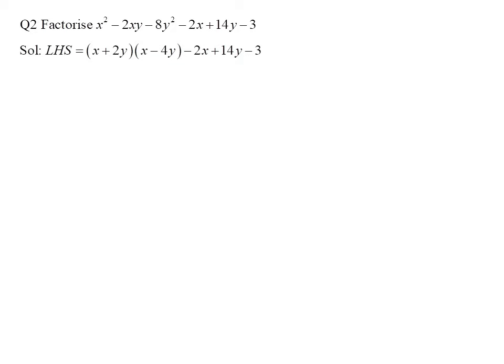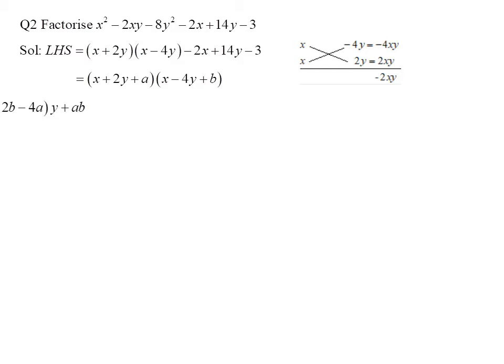The first step is to factorize the terms of x squared minus 2xy minus 8y squared by using the cross product method. The second step is to add two undetermined coefficients a and b to the factors of x plus 2y and x minus 4y respectively. The third step is to expand the two factors along with the coefficients a and b.